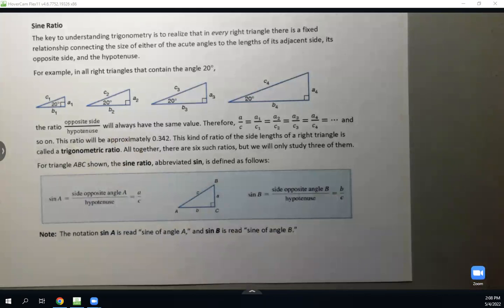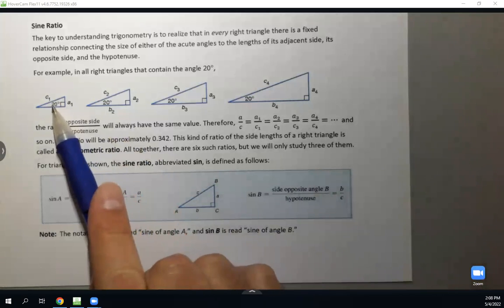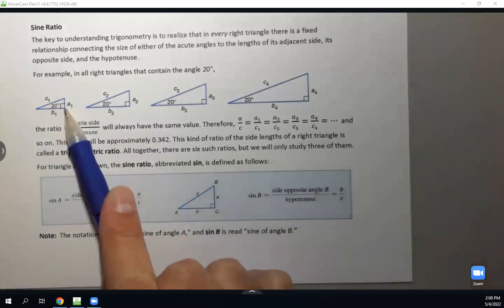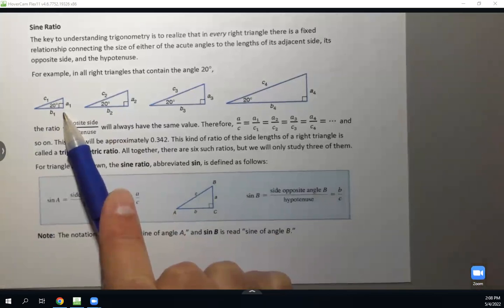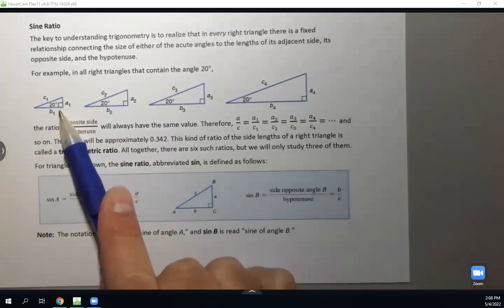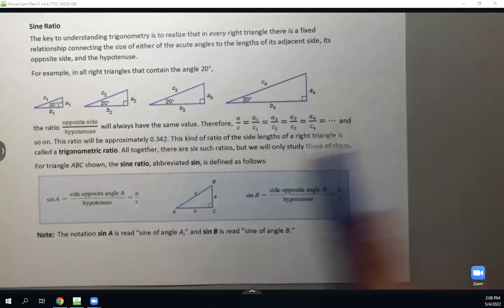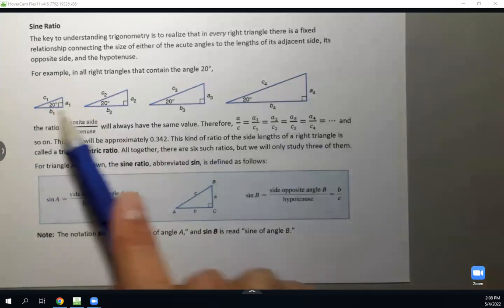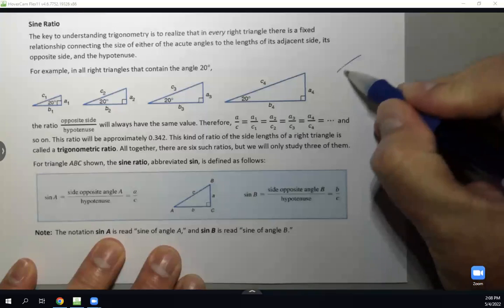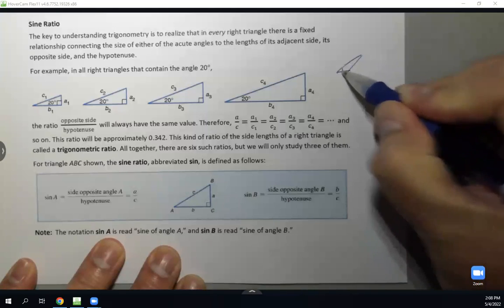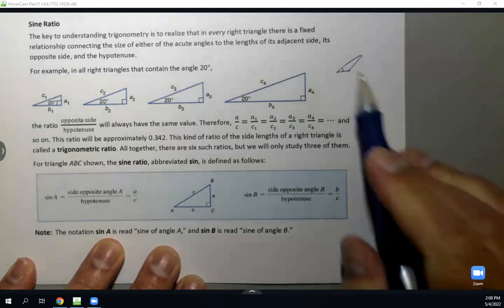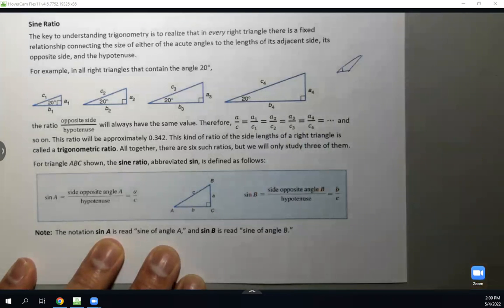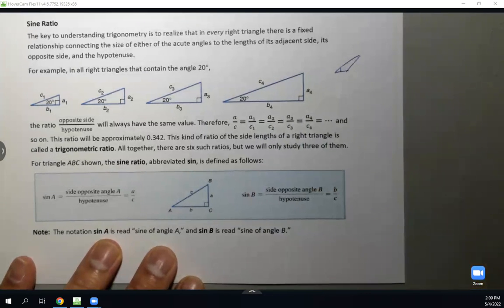Okay. Now, that's only going to be true if it's a 20-degree angle and if it's a right triangle. Does that make sense? If it's not a right triangle, then they wouldn't necessarily have to be similar. Makes sense? You could have a 20-degree angle, like that, but that's not similar to these because it's not a right triangle. Does that make sense?